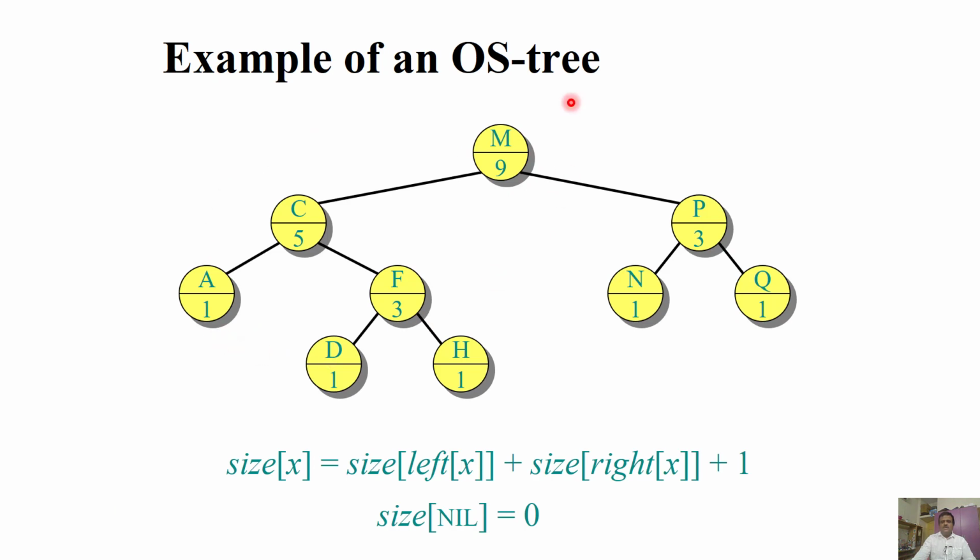Suppose these are our key values: M, C, A, F, D, H, P, N, Q. We are storing these in a red black tree, which means it is a balanced binary search tree. If we consider the alphabetical order of A, B, C, D, then it maintains the binary search tree property.